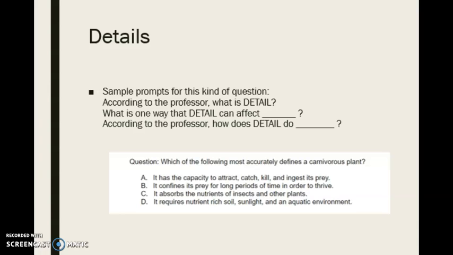Sample prompts for this kind of question. You can have, according to the professor, what is detail? What is one way that detail can affect? According to the professor, how does detail do? And here we have an example of this type of question. Which of the following most accurately defines a carnivorous plant?